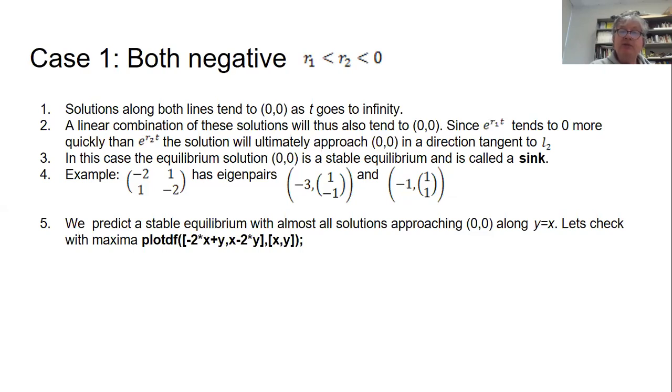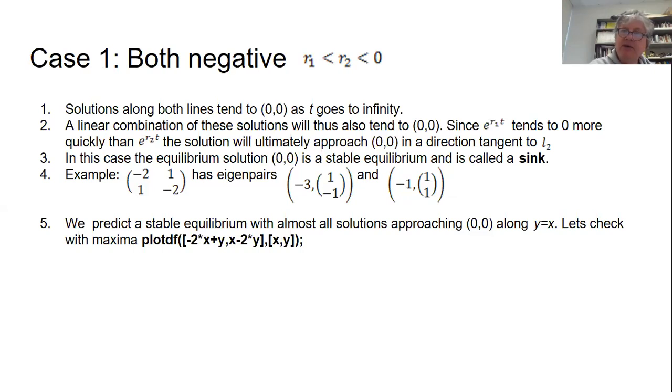So the equilibrium solution is a stable equilibrium, right? Because if we perturb it from the equilibrium, it's going to go back to the equilibrium, and we call that a sink. Very much like when we looked at the phase line. So here's an example. Here's a matrix -2, 1, 1, -2.